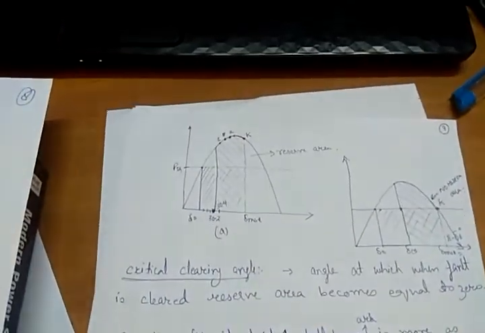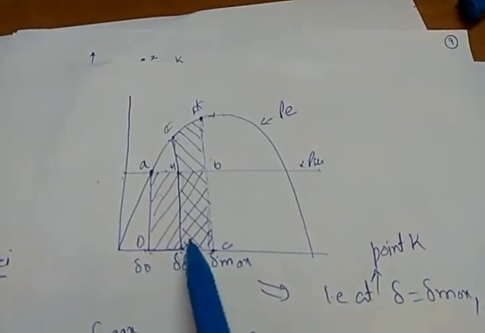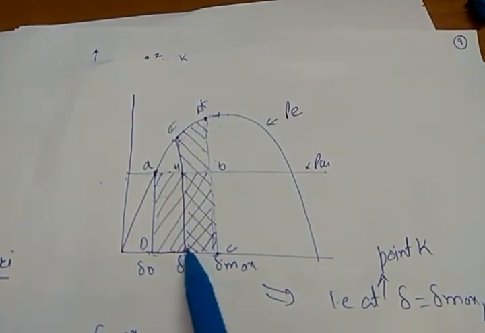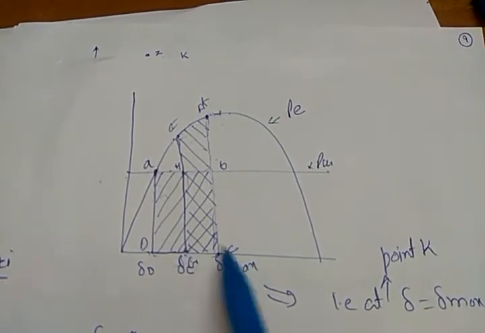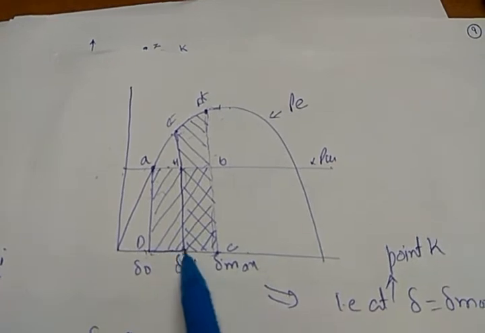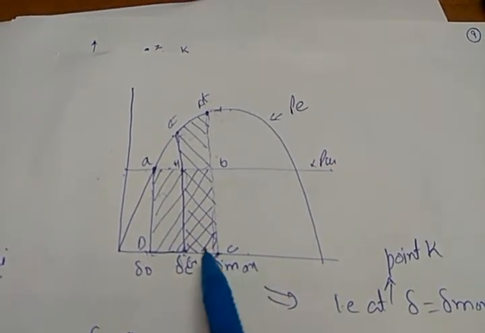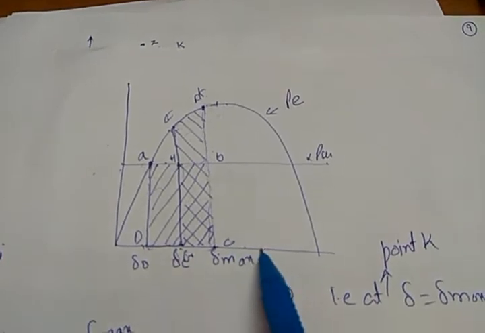So what should be the maximum value of delta max? Up to what point can delta max increase? I told you here, suppose I am clearing the fault at this point. Suppose I am not clearing it at this point, I am clearing it at this point. What will happen to delta max? Delta max will shift further. The more I delay delta C, the clearing angle or fault clearing angle, the more delta max will increase.